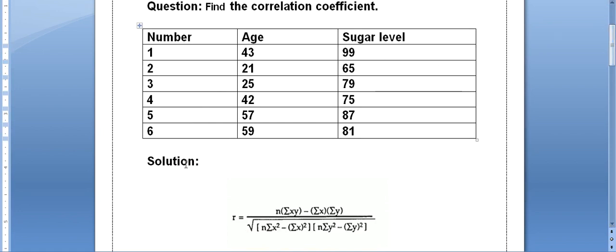Here there are 6 entries given, and the age and the sugar level of a specific person is given. We have to relate how the age and sugar level are interrelated, and we have to find out the correlation among themselves. Correlation is finding out the relationship or type of the relationship. So let us start with the video.